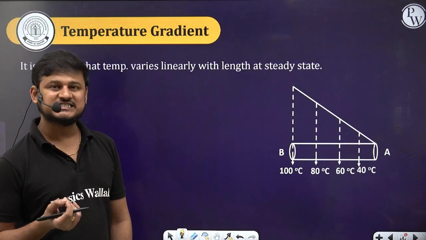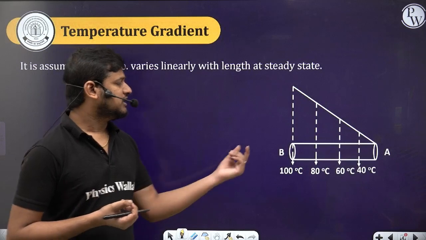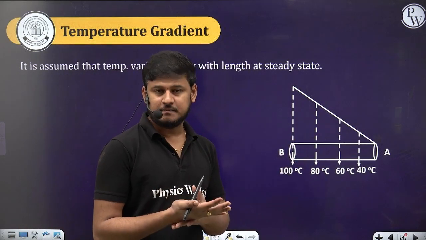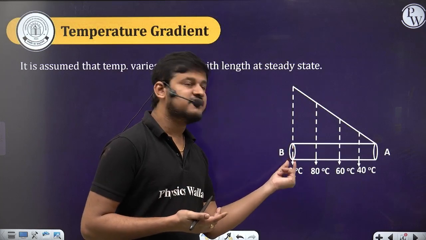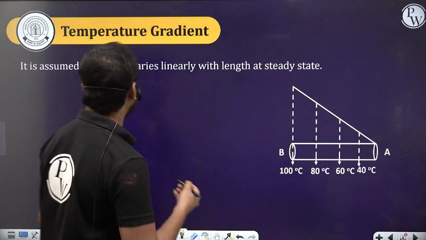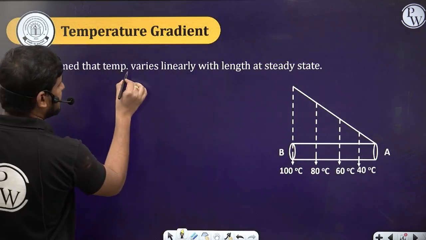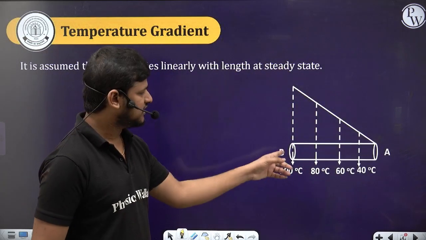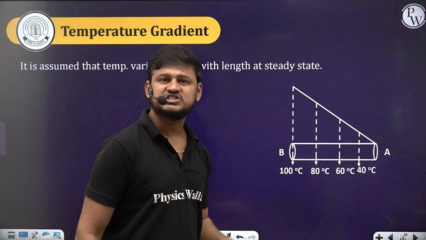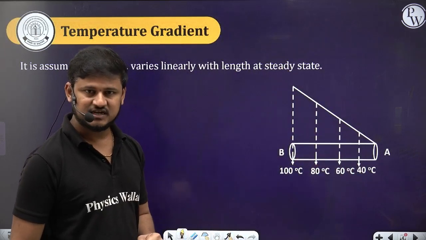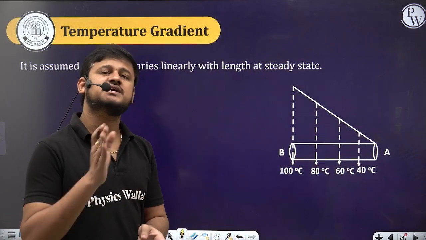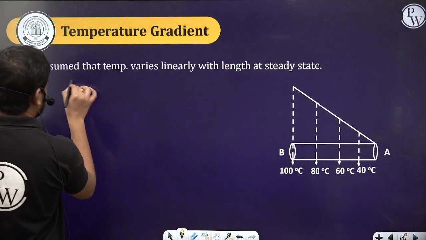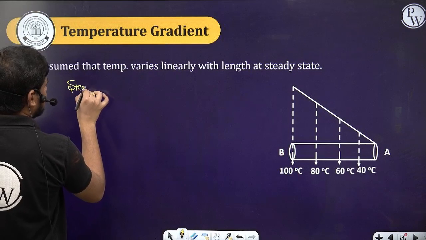So the steady state is nothing but, the temperature of each cross section may not be the same, but the temperature at a given cross section should be constant. That's what it is assumed to be. The temperature varies linearly with length at steady state. So the temperature at all the cross sections is not equal in the steady state. At a given cross section, the temperature is going to be constant. The temperature does not change with time. So steady state definition, you remember, right?